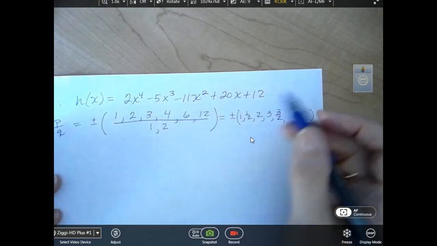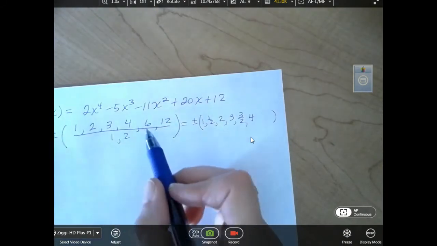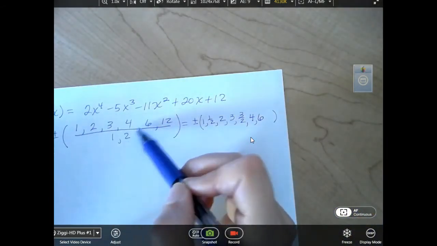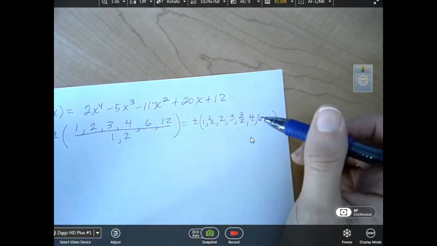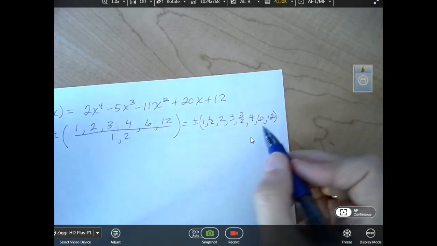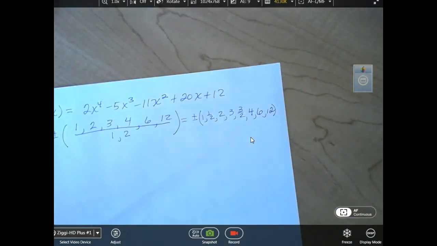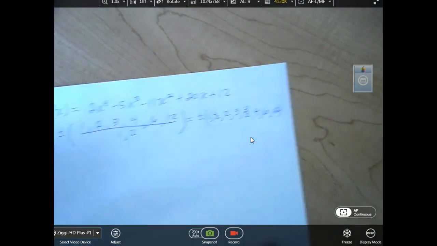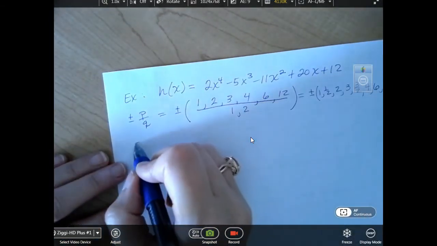I have 4 over 1 and 4 over 2. Well, 4 over 2 is just 2 again. 6 over 1 and 6 over 2, which is just going to be 3. And then I have 12 over 1 and 12 over 2, which is just the 6 here. So you get a lot of redundancy, so you're not going to write all those down. Now, let's do a test with synthetic division.